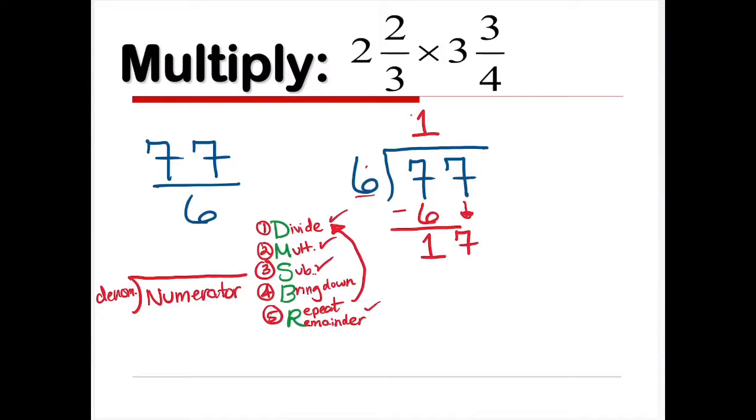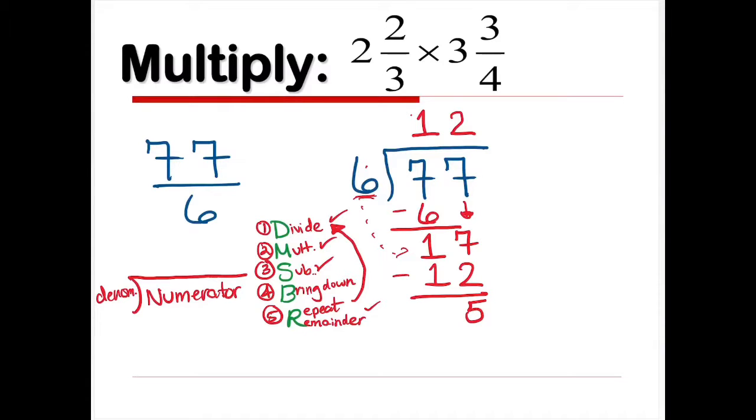And then we're going to repeat the whole process over again. So this time we're going to divide 6 into 17. How many 6s divide into 17? Well, almost 3, but almost doesn't count. It's got to be exactly, or it has to be underneath it. So we're going to put 2 there. So 2 times 6, we're going to multiply. 2 times 6 is 12. And then subtract, 17 minus 12, and you get 5.